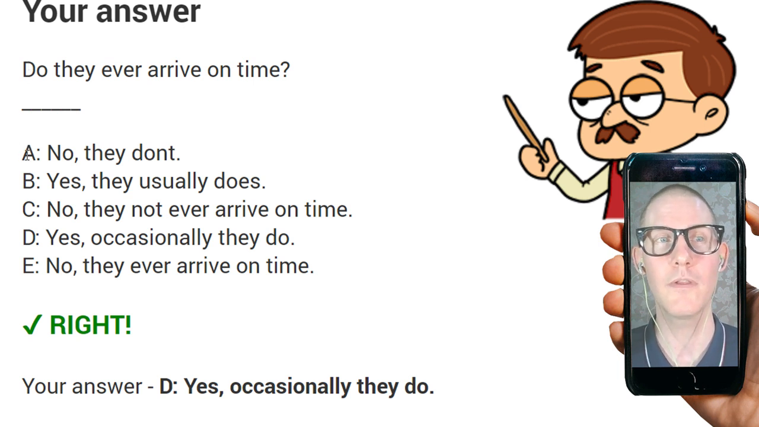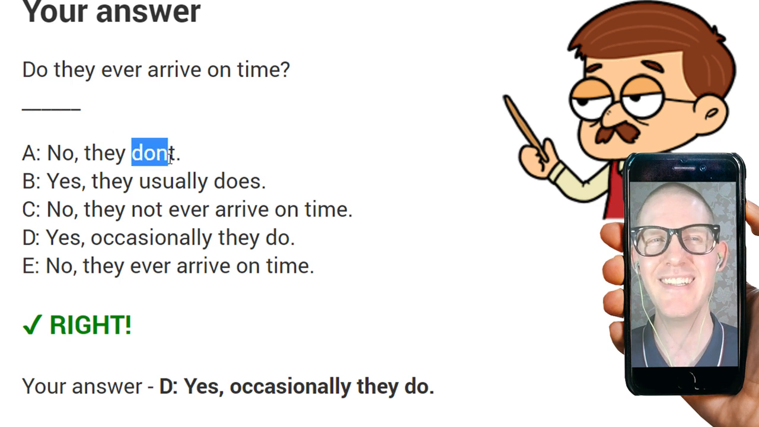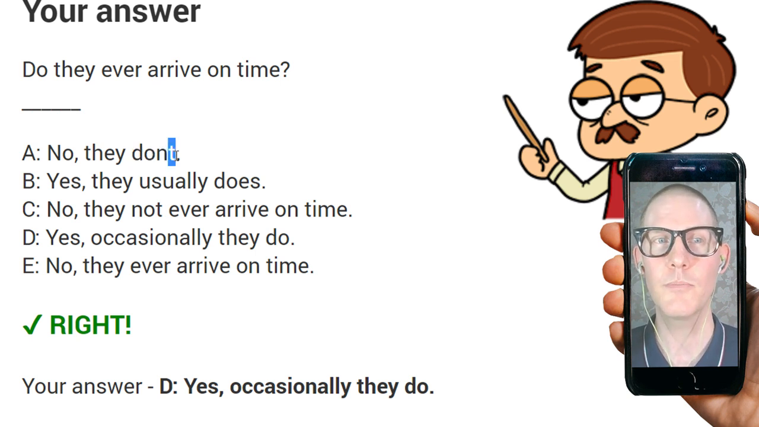Do they respect the time and all that? So A looks actually good at the beginning. No, they don't, because it's they. We had they, so we're matching up the subjects. But there's a punctuation error. There's supposed to be an apostrophe for don't, because don't is a contraction, right? Where you put do not together and it becomes don't. So there's supposed to be apostrophe T. So close, but so far.